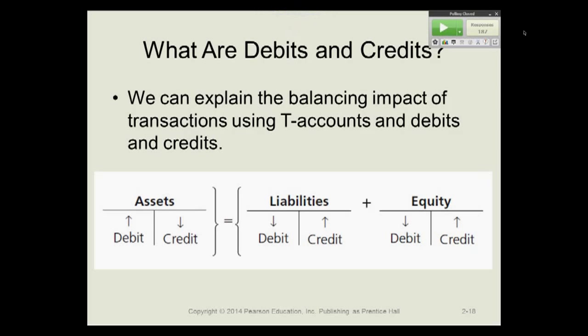Well, okay, that's a real good question. So the question is, do the subcategories in equity follow the same rules? And it's going to depend. Expenses and dividends would have an opposite effect, which I'll explain. So those are, again, things you have to memorize.